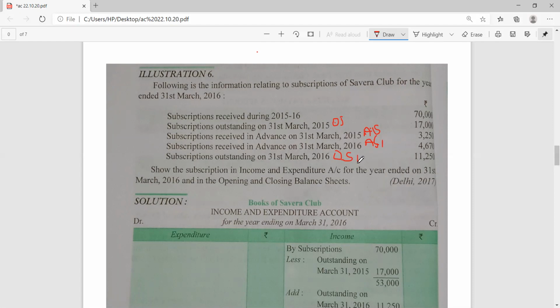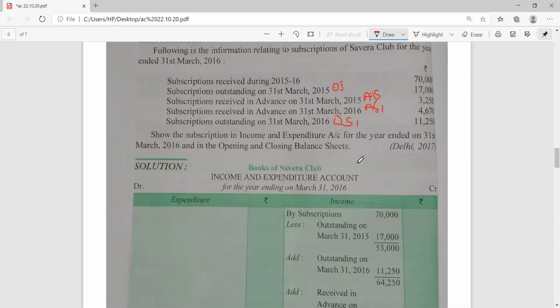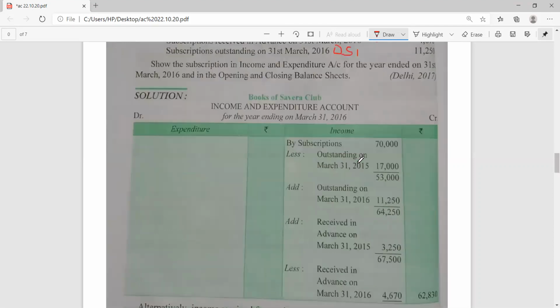So you can differentiate it like this and you can apply the formula. Whatever the outstanding at the end, or accrued at the end, that is related to AS1 or OS1, that has a different treatment, and OS and AS have a different treatment. How is the treatment to be done?